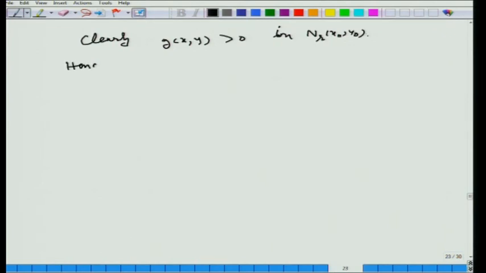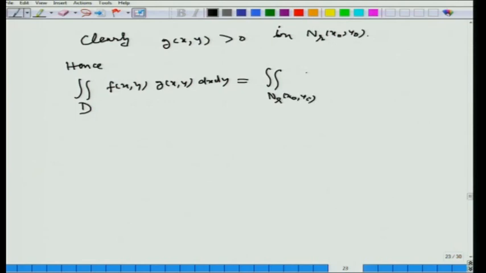Hence this integral over D of f(x,y) g(x,y) dx dy, because outside N_r(x0, y0) it is 0, reduces to this. And so it is strictly positive, because f is positive and g is positive on this, and therefore we get a contradiction.